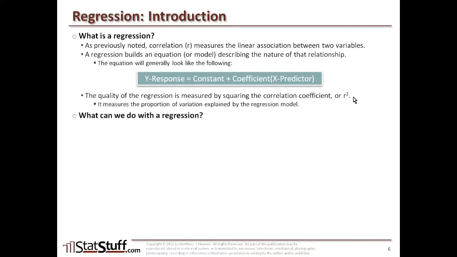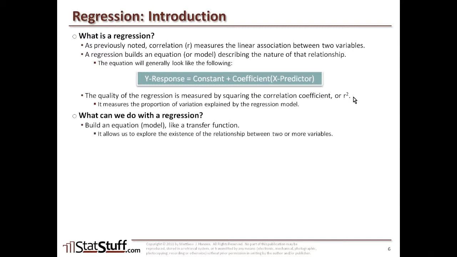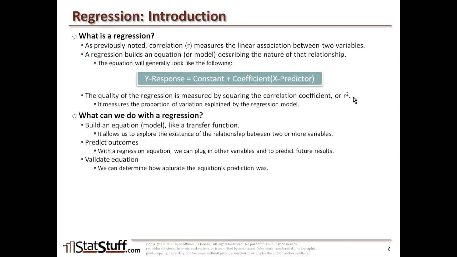So what is it that we can do with this regression or having this type of equation? Well, we can build the equation or the model that's similar to the transfer function. So that will allow us to explore the existence of the relationship between two or more variables that we're looking at. We could also use it to forecast or predict outcomes. So with this type of equation, we can plug in other variables into this, that we can use to predict future results or do some additional forecasting. As well, it's a way for us to validate the equation. We can determine how accurate the equation's prediction was. And then finally, we can determine driving factors. So we can determine what are the key factors that could influence our output Y or response the most.